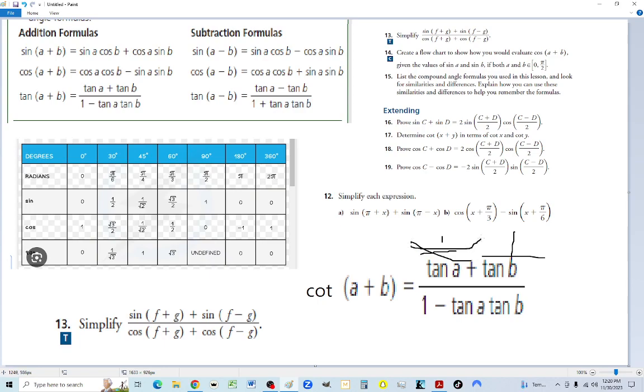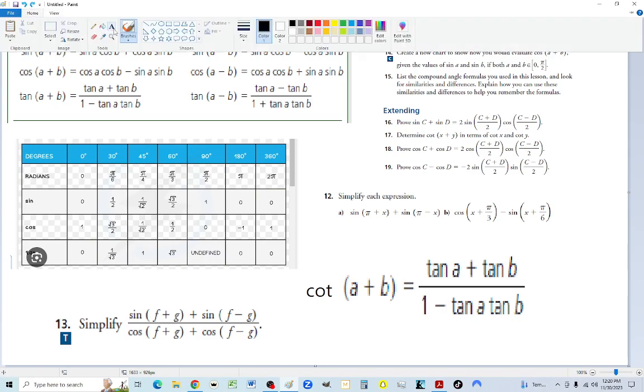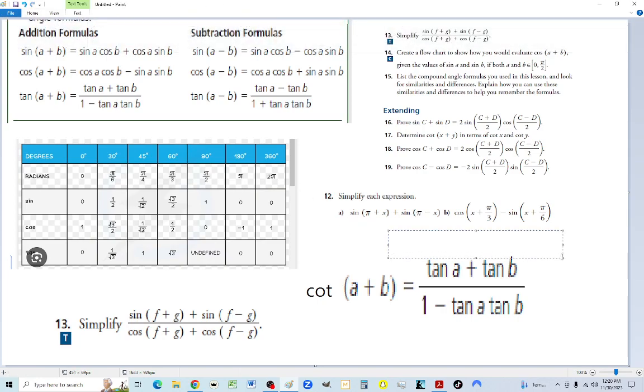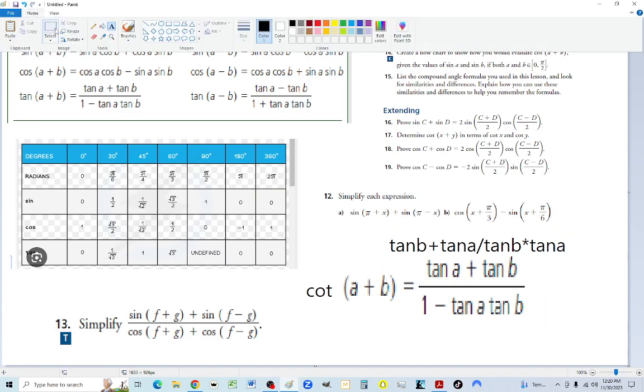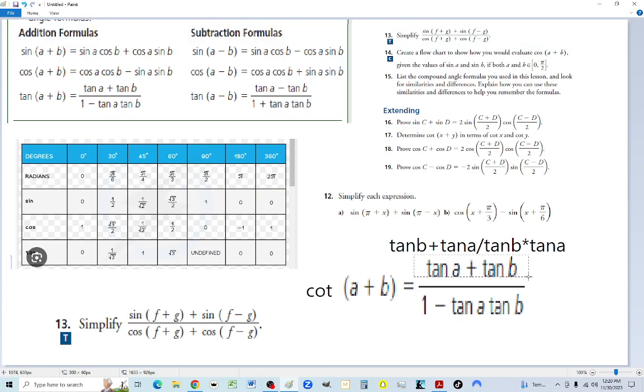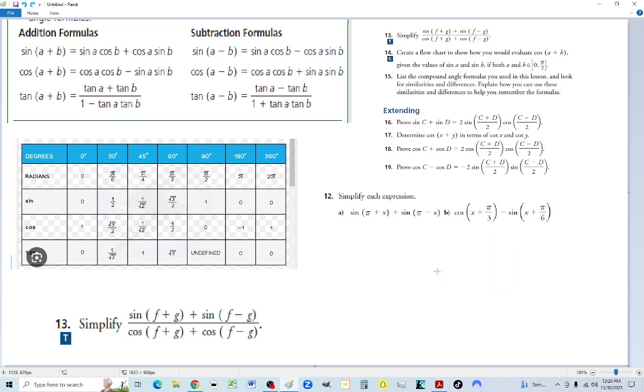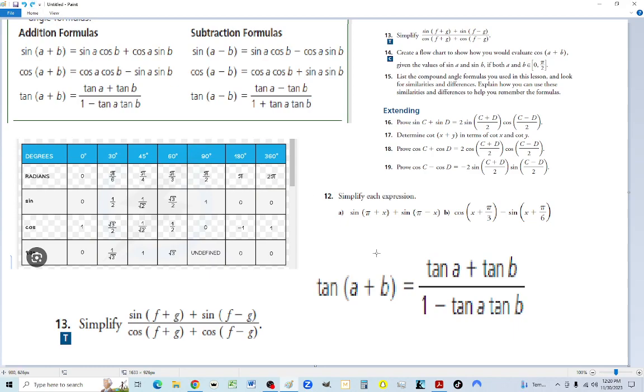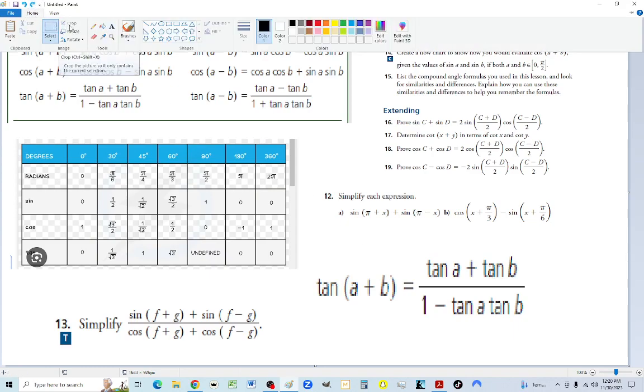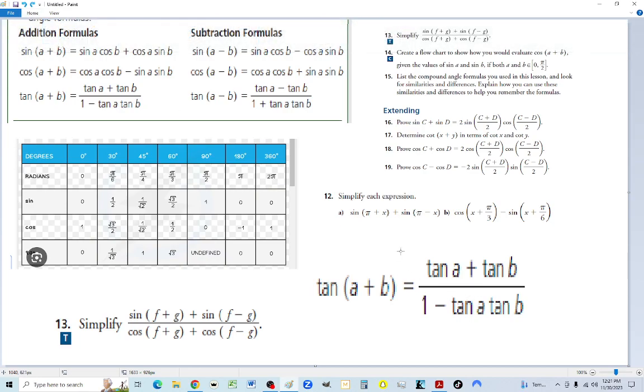To add these, you'd have to cross multiply. And you'd get tan B plus tan A, all over tan B times tan A. So that's the top fraction. And the bottom fraction would be, oh, those should be cotan, rather. Those should be all cotan. If you're going to do 1 over tan A, it becomes cotan A. So this simply becomes cotan A plus cotan B.